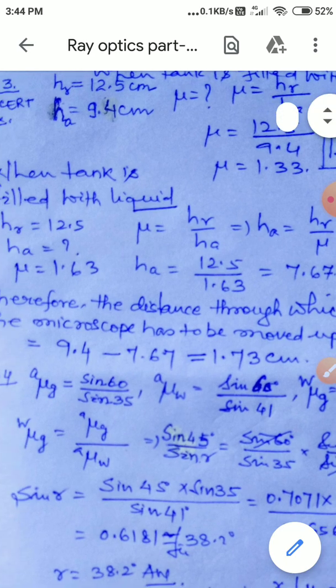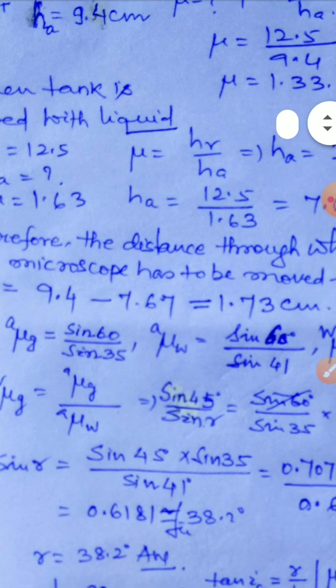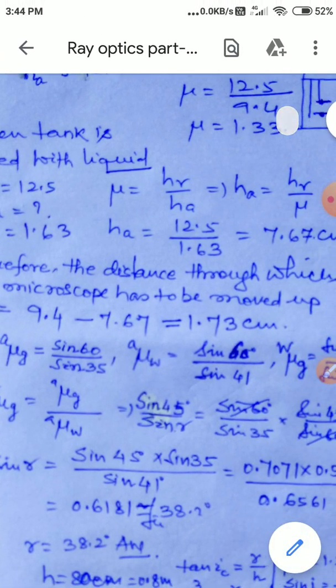Now question number 9.4. In figures A and B, show refraction of a ray in air incident at 60 degree with normal to a glass-air and water-air interface respectively. Predict the angle of refraction in glass when angle of incidence in water is 45 degree with the normal to a water-glass interface.